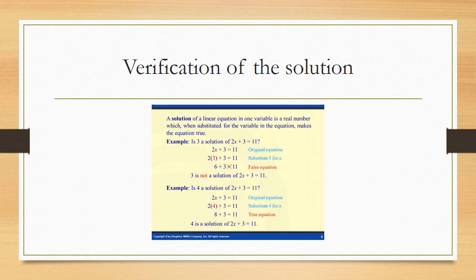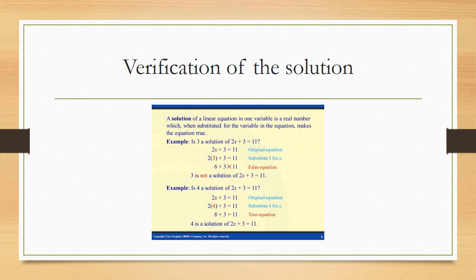Verification of the solution. A solution of a linear equation in one variable is a real number which, when substituted for the variable in the equation, makes the equation true. For example, is 3 a solution of 2x plus 3 is equal to 11? 2x plus 3 is equal to 11 is the original equation. We substitute 3 for x, we get 2 into 3 plus 3 is equal to 11, 6 plus 3 is equal to 11. That is not true. So 3 is not a solution of 2x plus 3 is equal to 11.